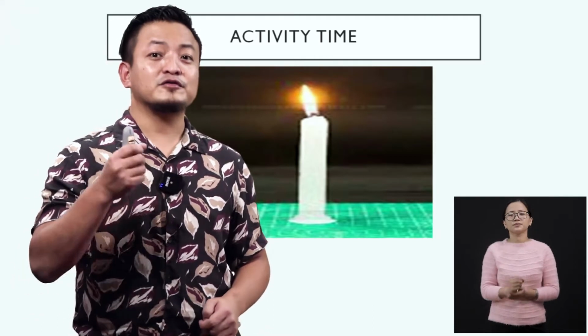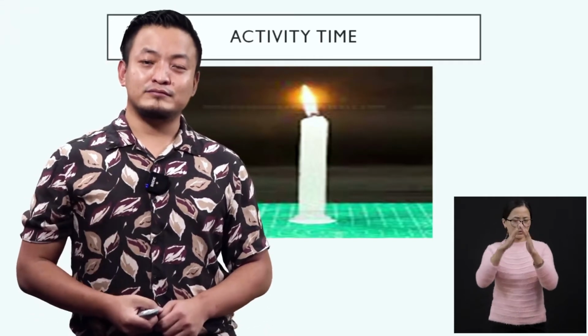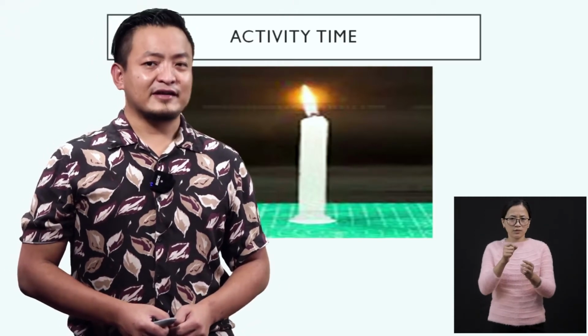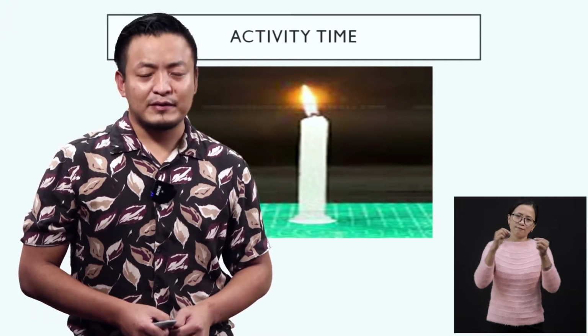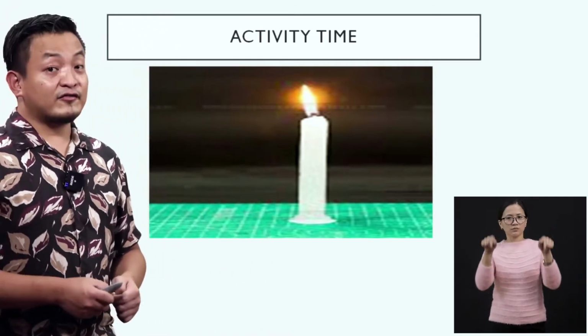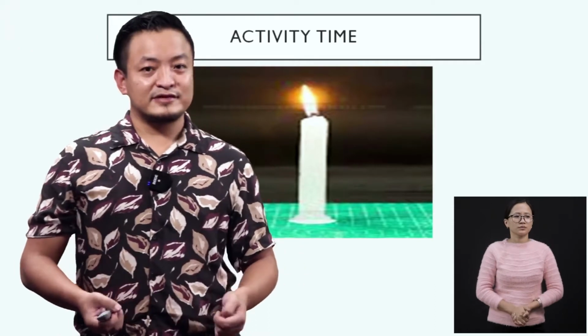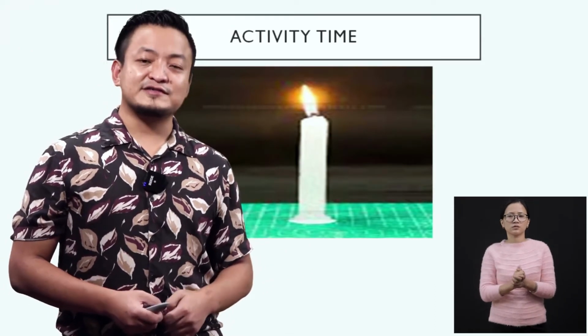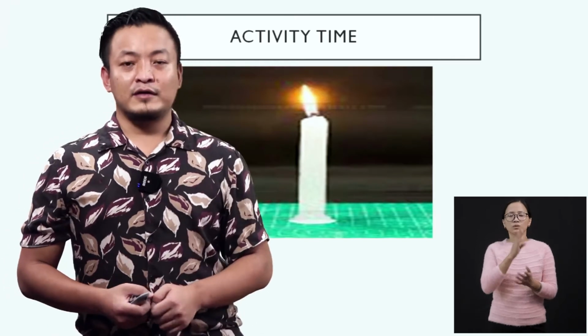I'm sure you have a candle at home. So what we have to do, we have to light this candle and fix it on the table, like this. Light the candle and fix it on a table. Done. Now I'm sure you have a transparent glass for drinking water.